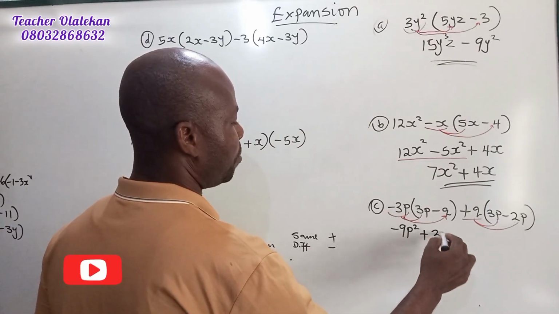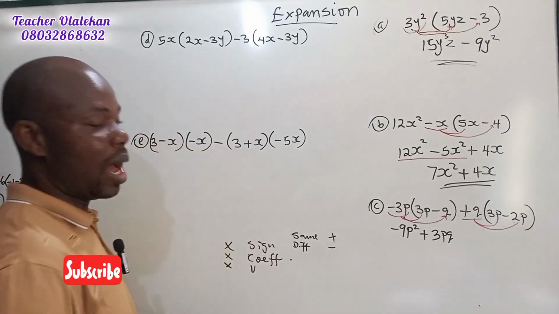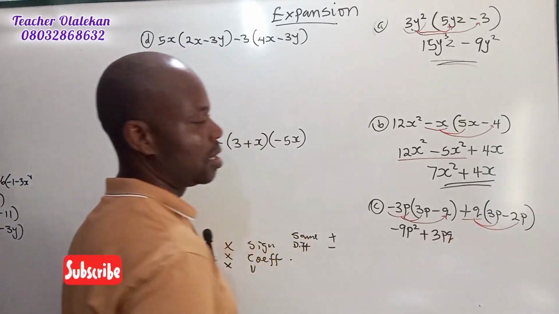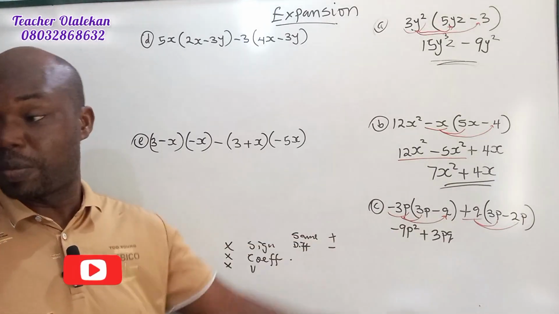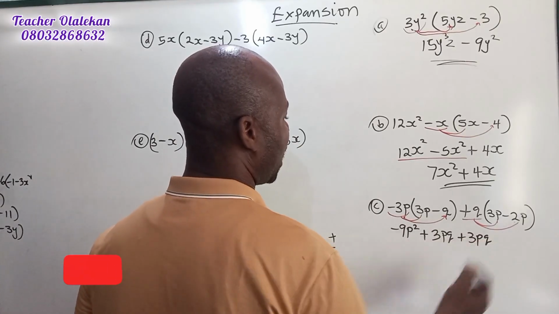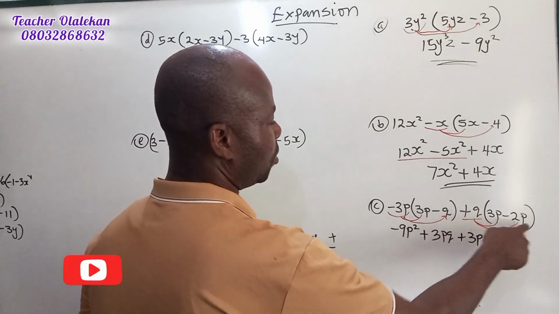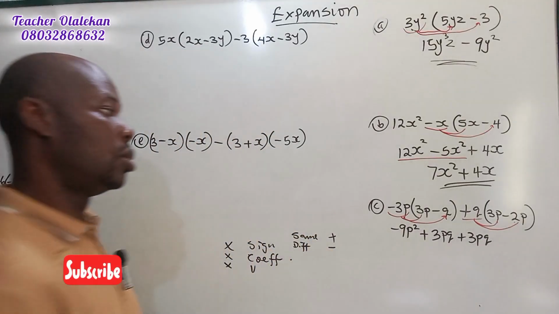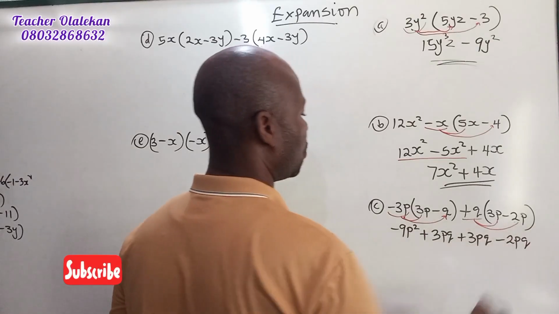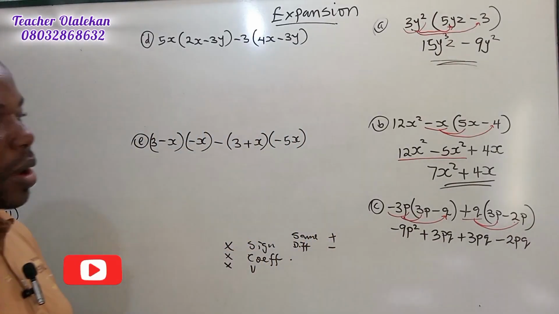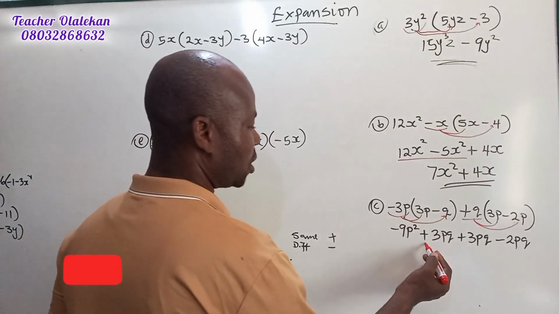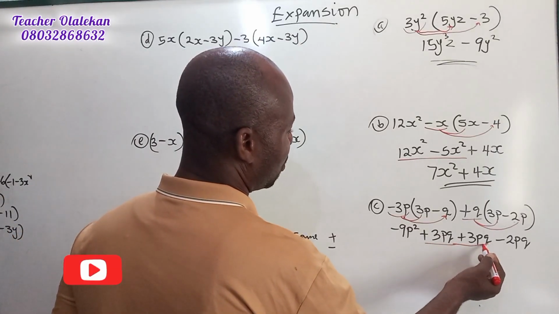Plus 3pq, right? I believe we know how we get plus. Good. And the next one, plus q times plus 3p, because that's an invisible plus. So that will be plus 3pq, right? Good. And plus q times minus 2p, so minus 2pq. Right? At this stage, if you see it very well, the like terms have already been collected too, because we have plus 3pq plus 3pq minus 2pq.